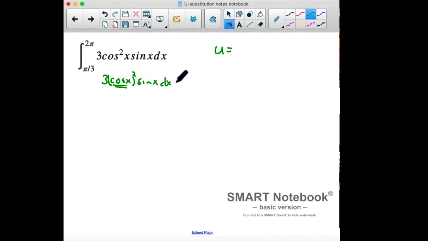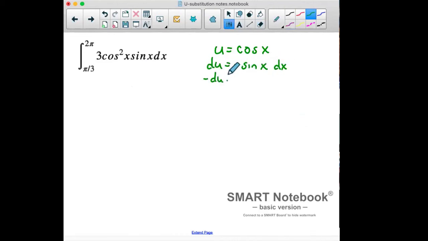So this one's a little challenging when you have sine and cosine because they're so closely related. So I would do cosine of x as your inside. So what is the derivative of cosine of x? Sine x? Close. Off by a negative: negative sine of x dx. So I need to fix that. I have to divide by negative. So negative du equals sine x dx.